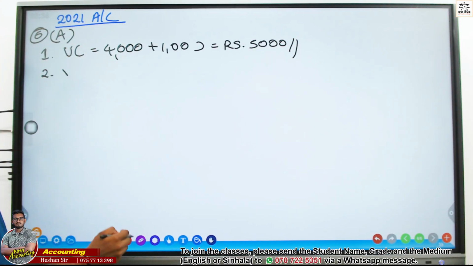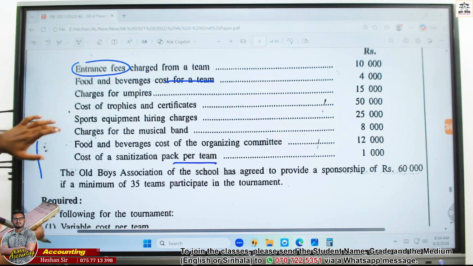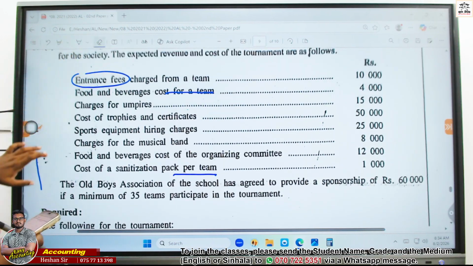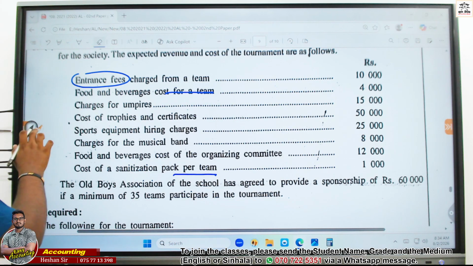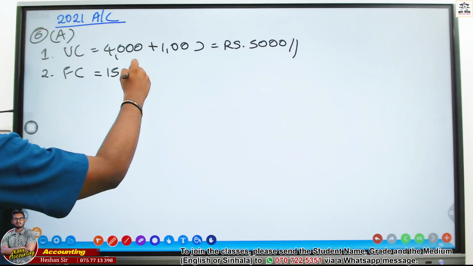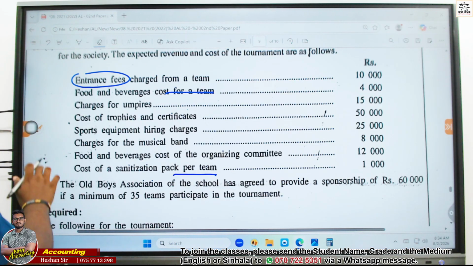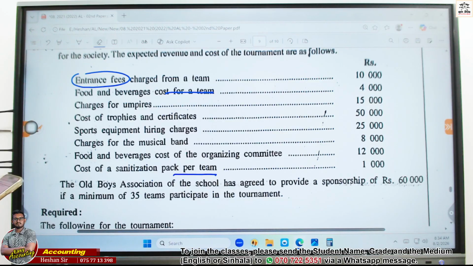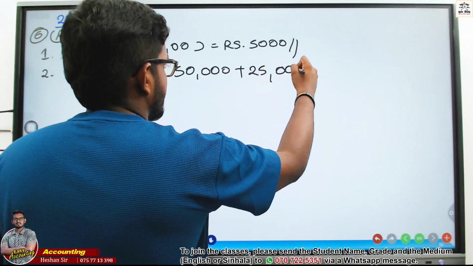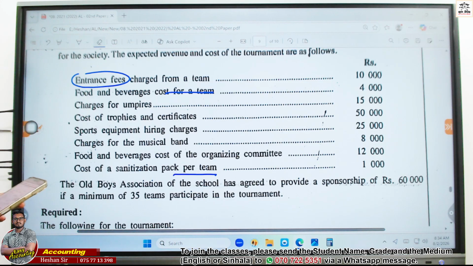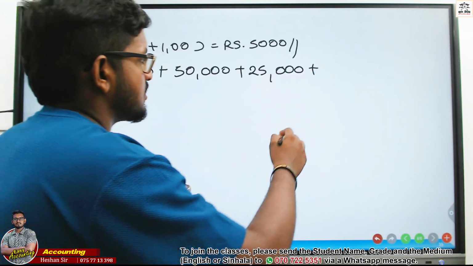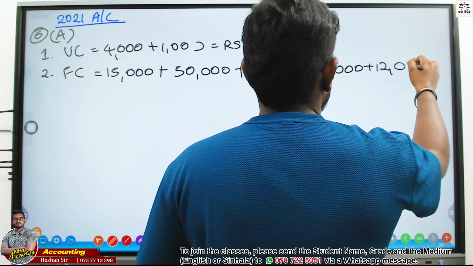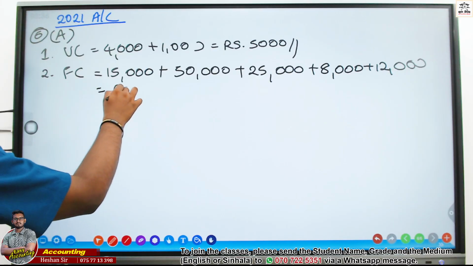Next, they are asking the fixed cost of the tournament. You can see umpires 15,000. That is a fixed cost, however many teams there are, we need to pay for the umpires. Then trophies and certificates 50,000. Then sports equipment hiring charges 25,000. In addition, musical band 8,000 and organizing committee 12,000. These do not depend on the number of teams. So the fixed cost is rupees 110,000.